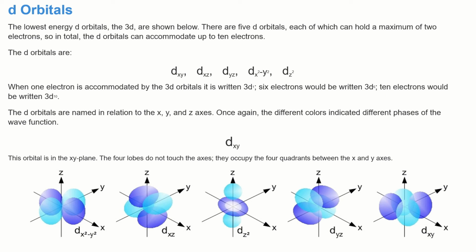The d orbitals are named in relation to the x, y, and z axes. Once again, the different colors indicate the different phases of the wave function. This orbital is in the xy plane. The 4 lobes do not touch the axis. They occupy the 4 quadrants between the x and y axes.